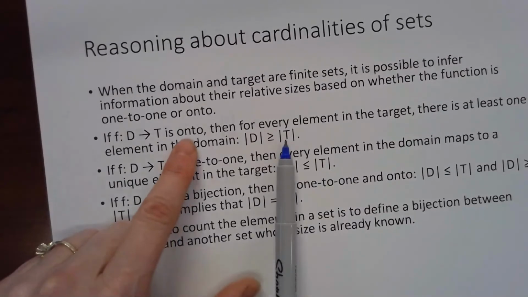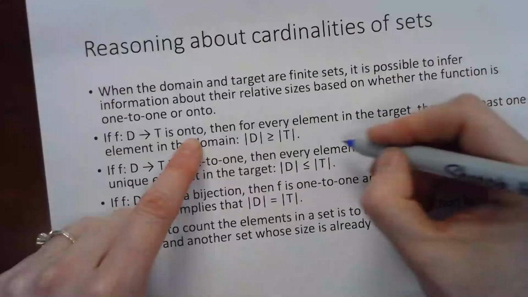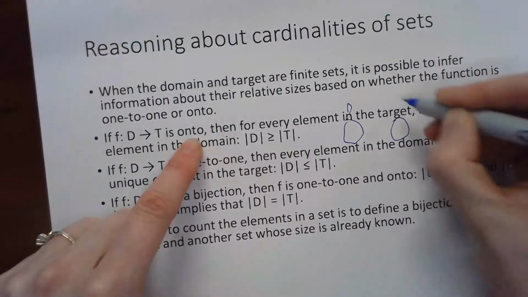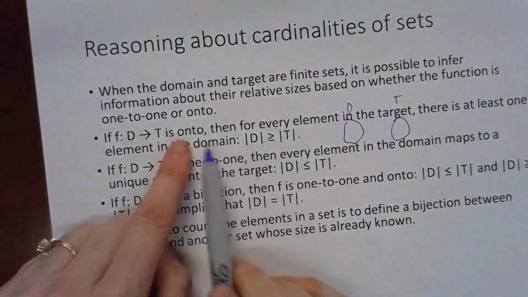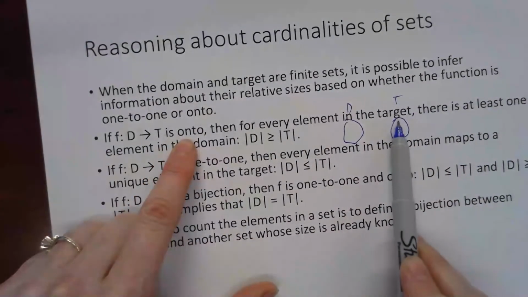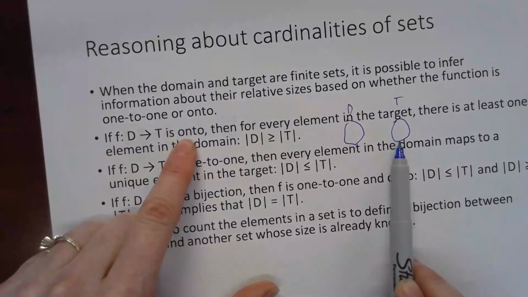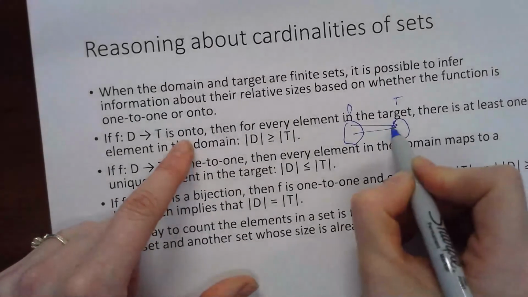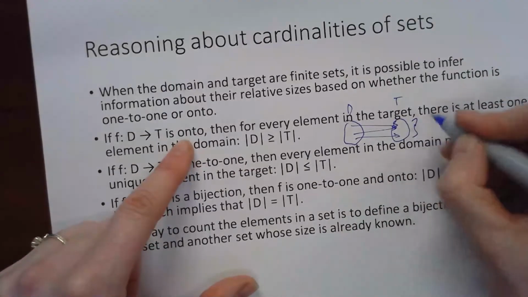So think about it. If I have a picture here, here's my domain, here's my target. Because it's onto, every single value of the target is mapped to. There's no extras, right? So I've got things coming in here, and every value is mapped to.